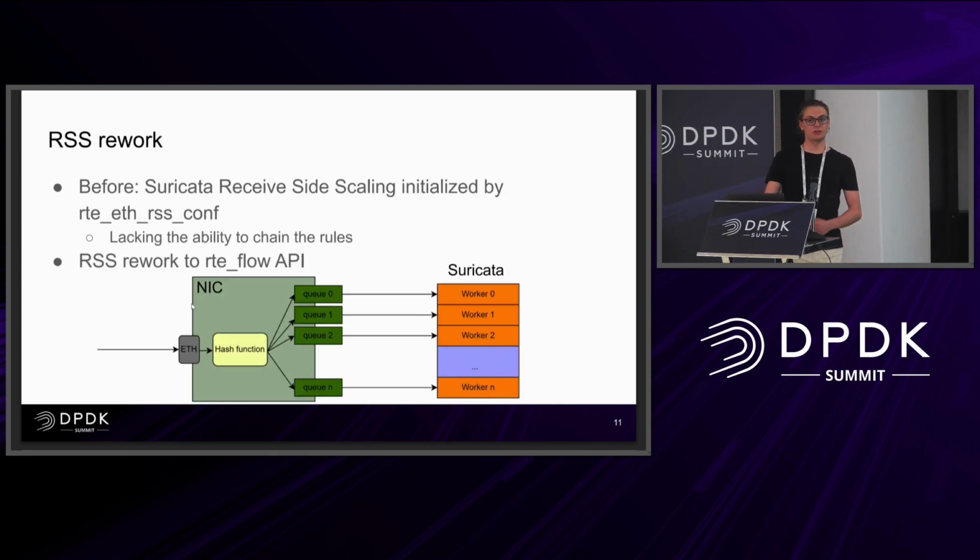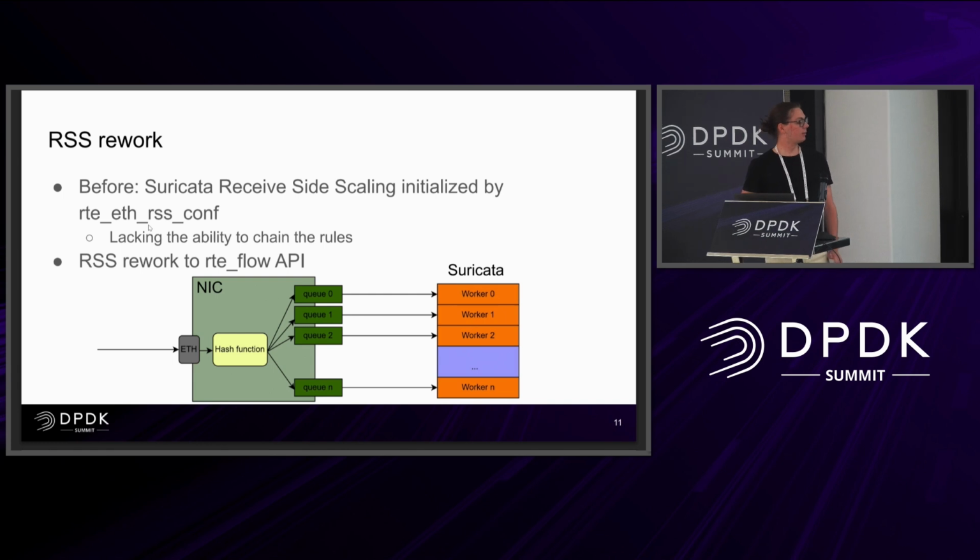So about how we needed to rework the RSS. Before, it was initialized by the structure mentioned here. But we lacked the ability with this approach to chain the rules together or make some hierarchy with RSS. So we wanted to avoid the situation that, for example, the packets would be dropped or wouldn't be dropped because first they were redistributed with RSS. So we needed to rework the RSS into the RTE flow API.